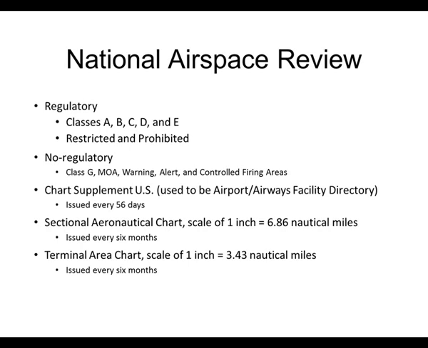And the difference between them is the scale. The scale of the sectional chart is 1 inch equals 6.86 nautical miles. And on the terminal area chart, it's 3.43 nautical miles for every inch. So it's a better, more detailed look at a place like San Francisco International than it would be on the sectional aeronautical chart.